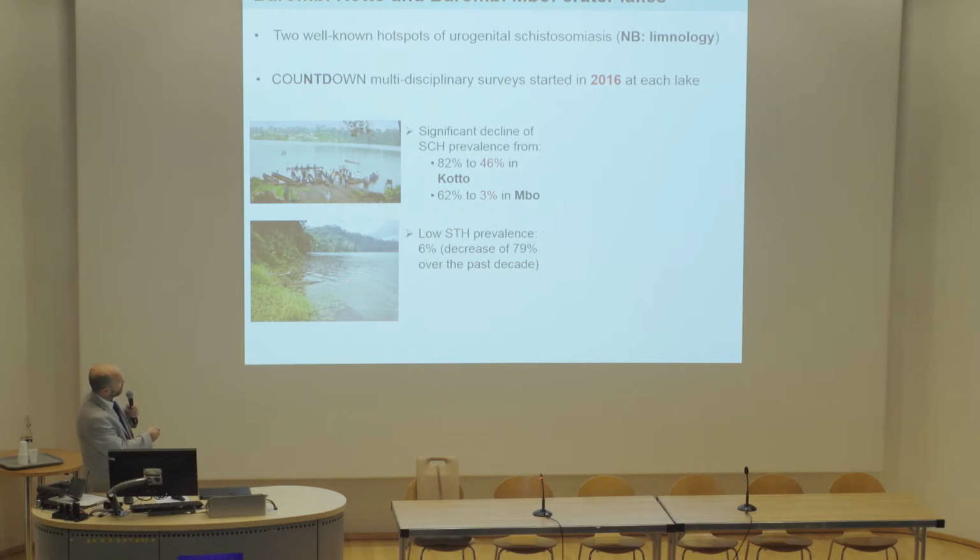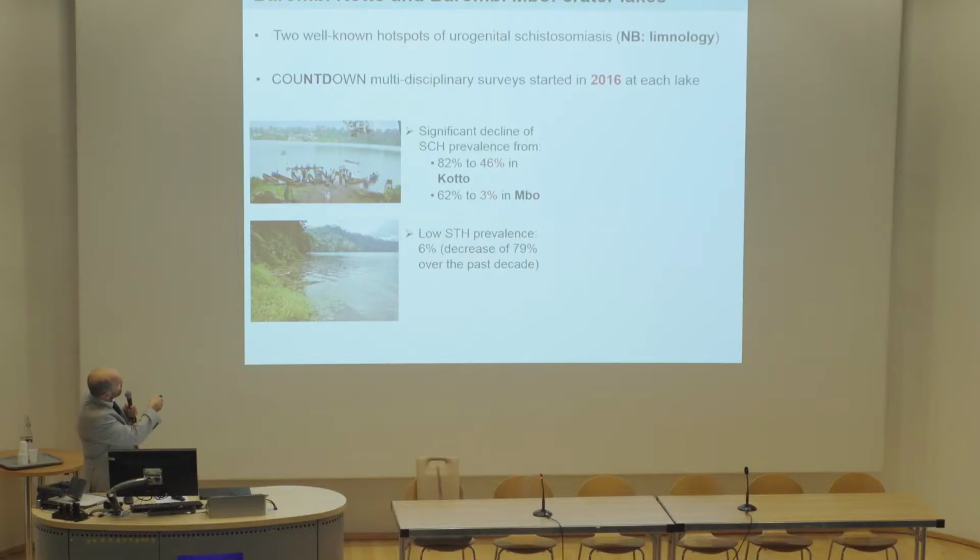Mbo's in a protected area, so it's in a forest area, but there's a focal point where you find snails, and that's probably the transmission point for that village. In Kotto, there's an island in the centre, and there's a lot of daily water contact, as you see.